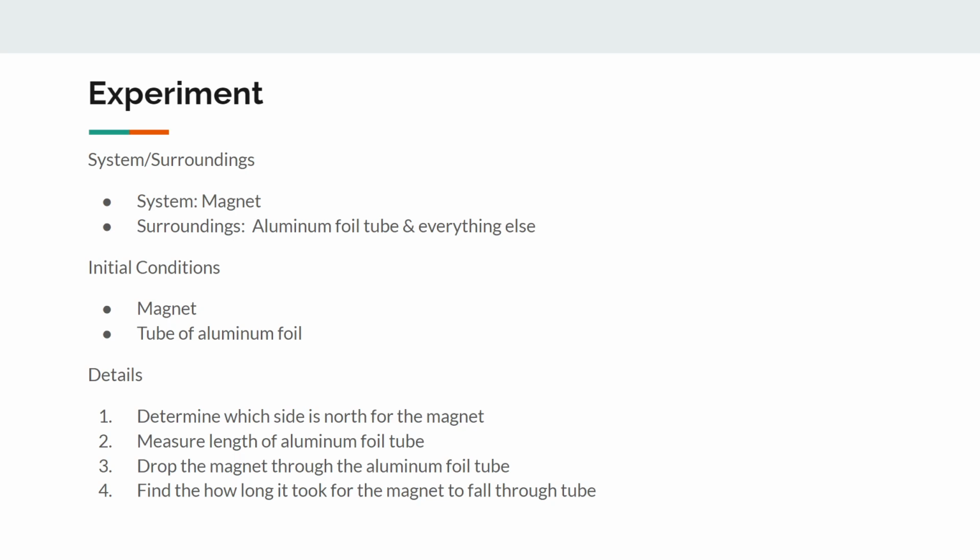The initial conditions were the magnet and tube of aluminum foil at time step 0 and velocity 0, dropped from rest. The details were that we wanted to determine which side of the magnet was north. We wanted to measure the length of the aluminum foil tube, and then we wanted to drop the magnet through the aluminum foil tube and find how long it took for the magnet to fall through the tube.